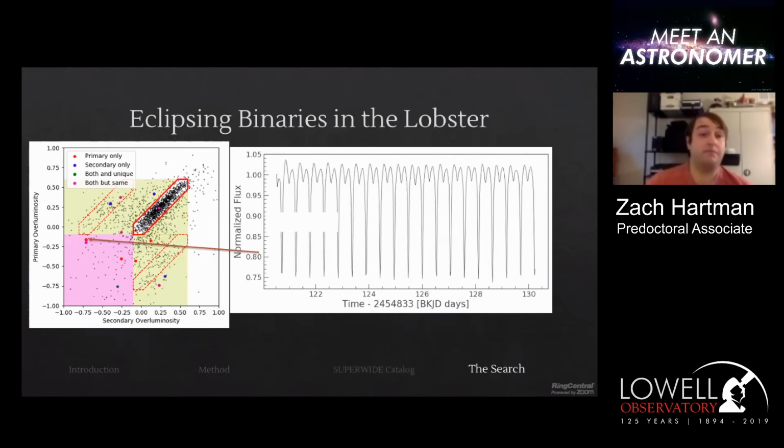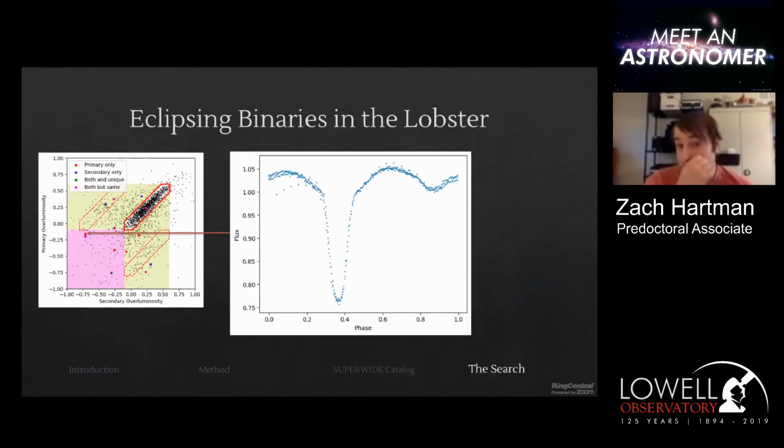But this is from a primary star, and is specifically one that is over here, as shown by the line, and it is an eclipsing binary. So we're pretty happy about finding that one. Here's the phase light curve for it.